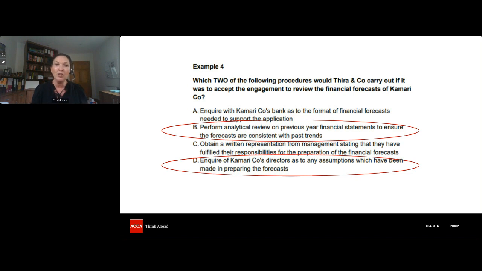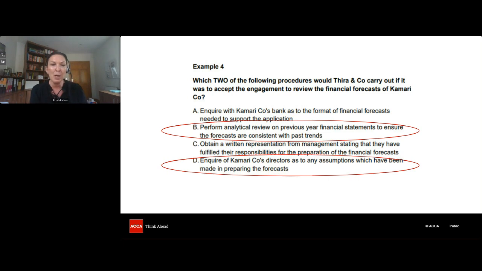Why we wouldn't talk to the bank? Well, we don't need to because we are reporting to management. So management should have all of that information. So they will be telling us how they want it formatted. So we don't need to go direct to the bank. There's no reason to. And written representations are, again, unnecessary because we're not going to get management to confirm their responsibilities when we are reporting to management. It's different in an external audit because we are reporting to the shareholders. So in this situation, we wouldn't need any written representations.